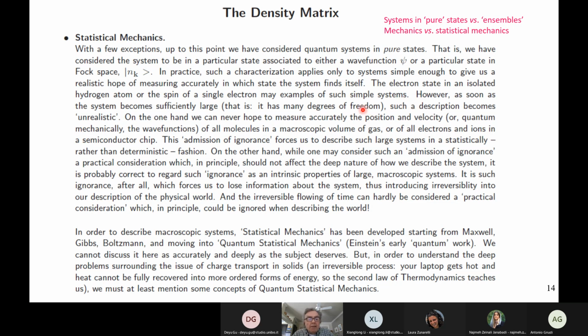statistical mechanics. So far, everything we've said is on pure states. We have talked about the crystal in its ground state. We look at the band structure, even looking at elementary excitations. We looked at excitations as excited states or harmonic oscillators in second quantized form.